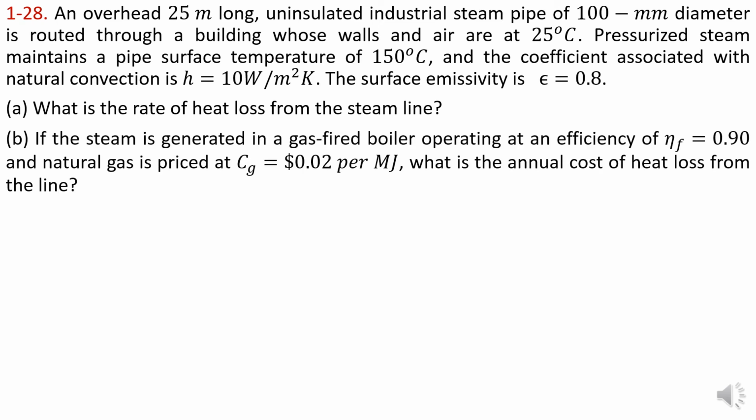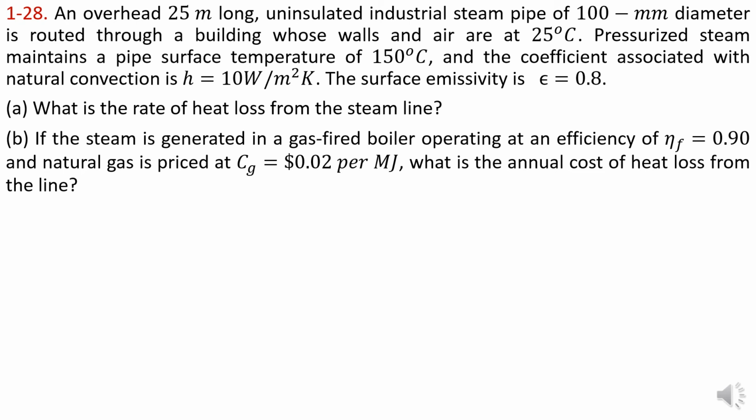Part B, if the steam is generated in a gas-fired boiler operating at an efficiency of 90% and natural gas is priced at $0.02 per megajoule, what is the annual cost of heat loss from the line?